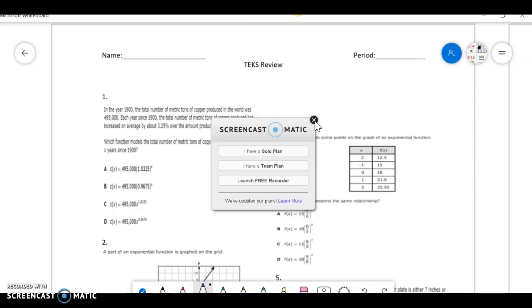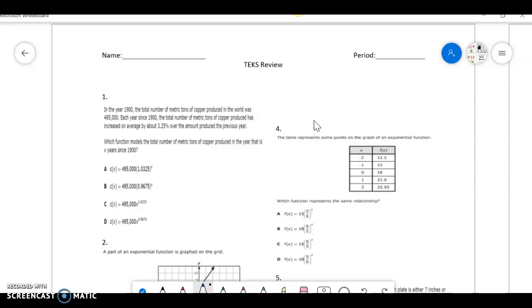All right, we are going to go through some practice today on things that are going to show up on our benchmark. So this says in the year 1900, total number of metric tons of copper produced in the world was 495,000. Each year since 1900, it has increased on an average of 3.25% over the amount produced the previous year. So what function models the total metric tons since 1900?